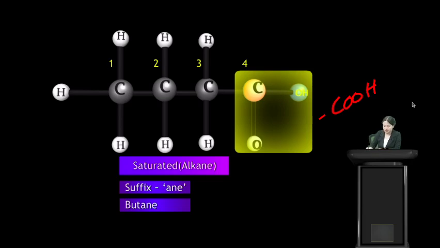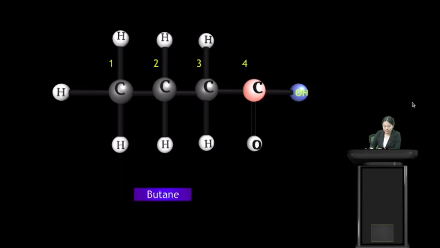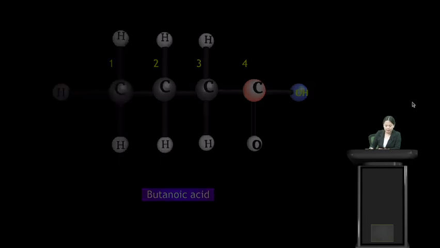Yes, students. So the functional group carboxylic acid is given by the formula COOH. So if a carboxylic acid group is present, there will be the suffix oic acid. So we have 4 carbon atoms. It is an alkane, so we have butane. But again, we have carboxylic acid. So the name of this compound will be butane plus, okay, oic acid. So we will get butanoic acid. So the name of this compound is butanoic acid.